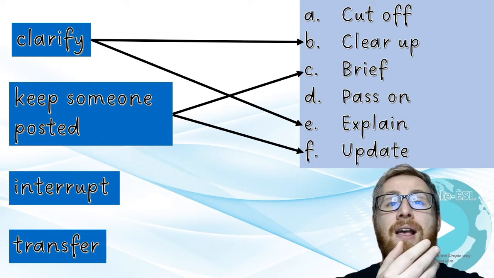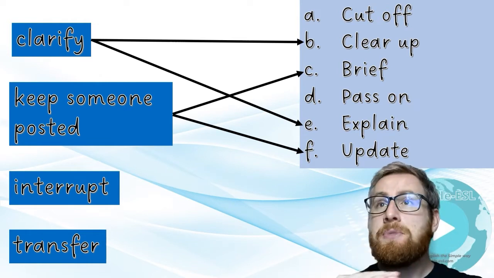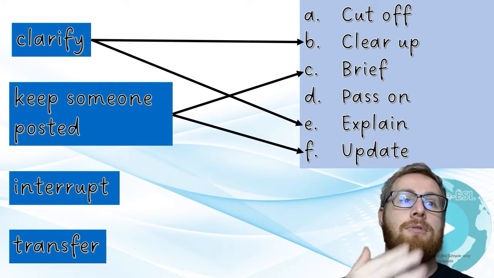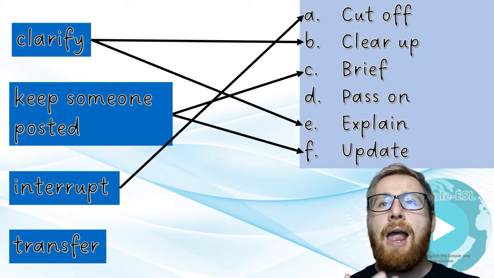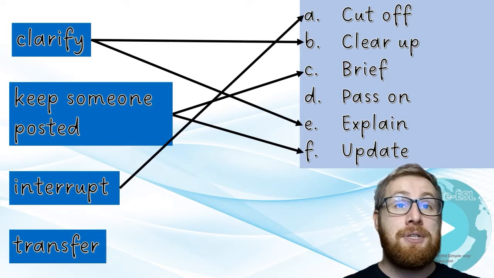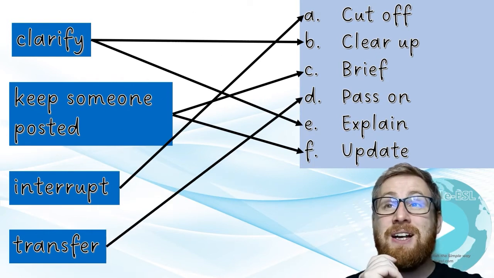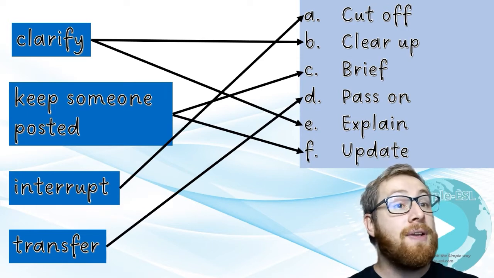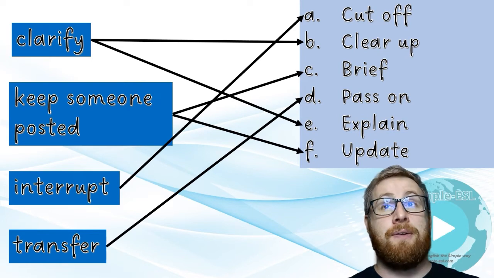So, interrupt. That would be to cut in and stop someone in the middle of their thing. So if I was talking to you and then you cut across. So, we're looking at something that cuts, stops me in my tracks. To cut off, to interrupt. That leaves one option for transfer. So transfer, to pass on. We already know this is to put someone in contact with someone else, to pass them on.